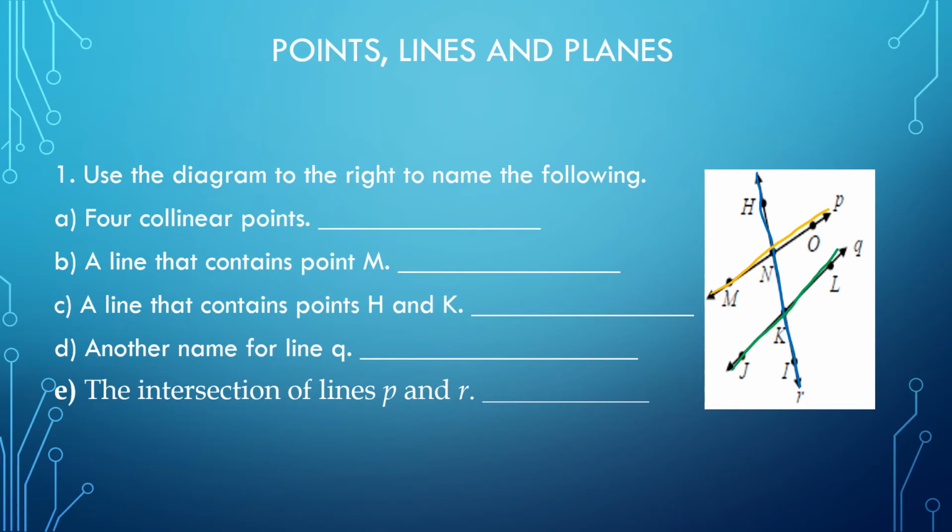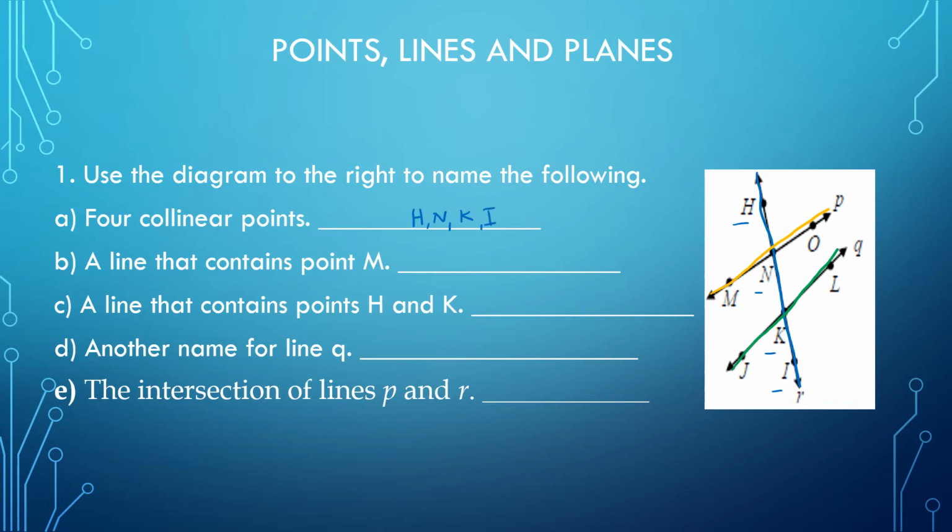Let's look at the green line first. We have point J, point K, and point L. These points are all on the green line. That means they are collinear. However, there are 3. So that's not the answer to my part A. Blue line is the only line which has 4 points on it. I, K, and H, and they are all on blue line. That's why they're collinear. So that's my answer, H, N, K, and I.